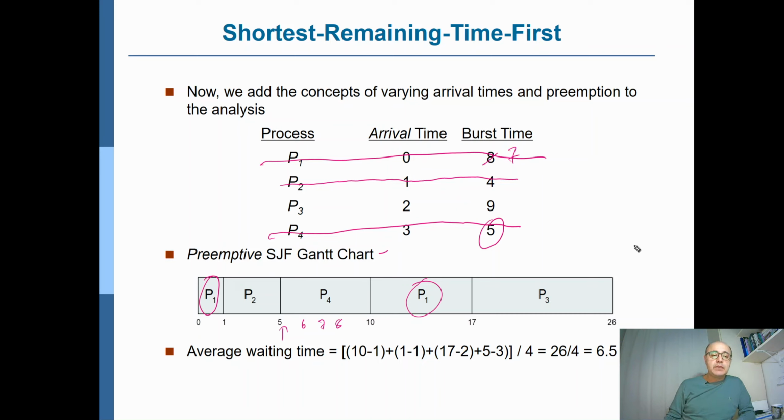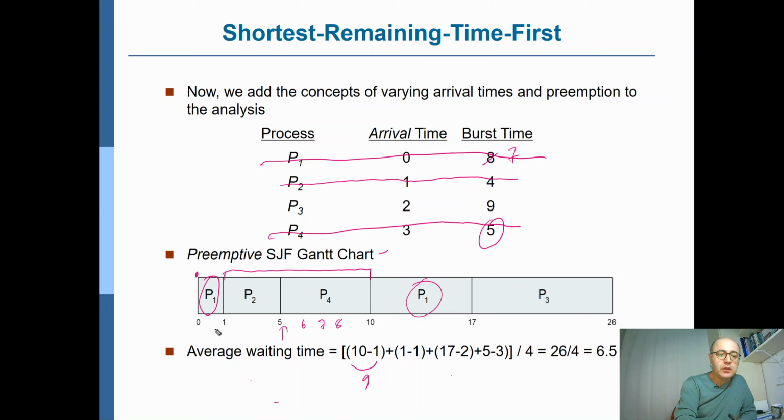So if you look at the average waiting times, P1 has waited in the ready queue for this duration. It did not wait at all here, so I don't need to consider that. But after it started execution, it was paused and it had to wait from t equals 1 to t equals 10. Therefore, it waits for 9 milliseconds.